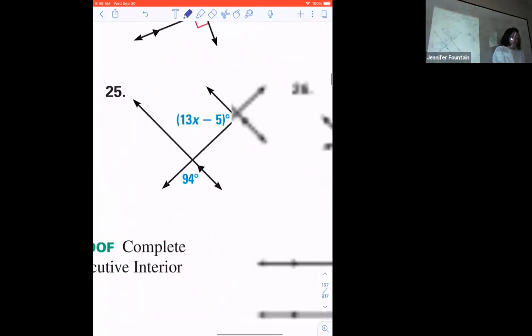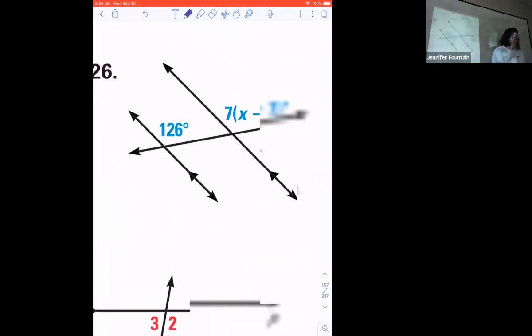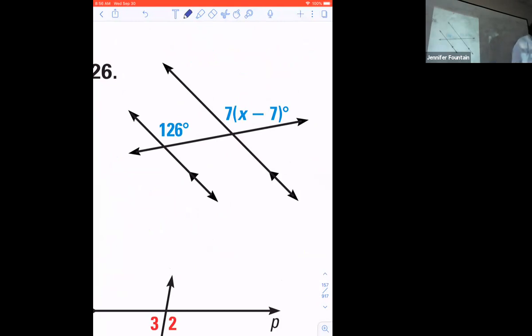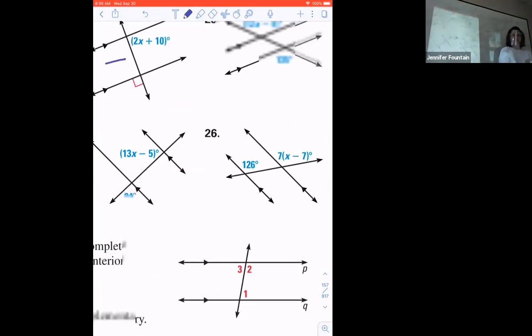Okay, let's look at 26. In 26, they did go ahead and give us angles that are in corresponding locations. So I can set 7x minus 7 equal to 126. And what do you find that x is equal to? 25. Good. Any questions about that one, or did everybody get it?